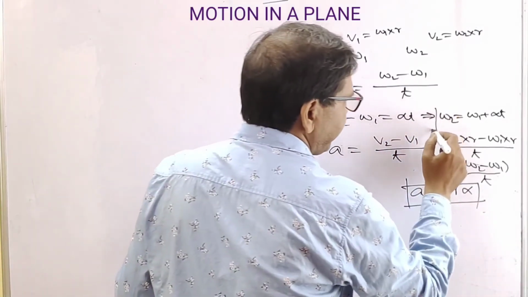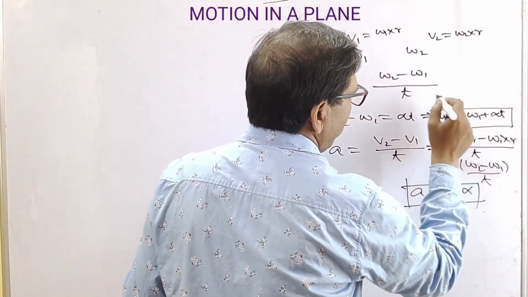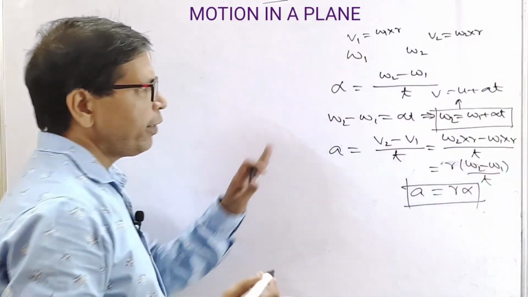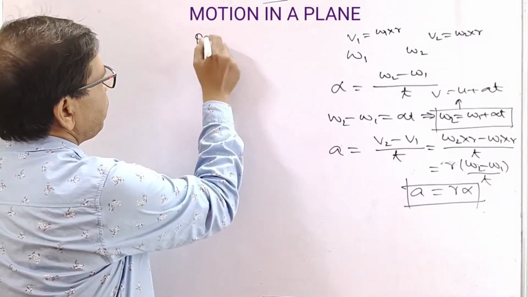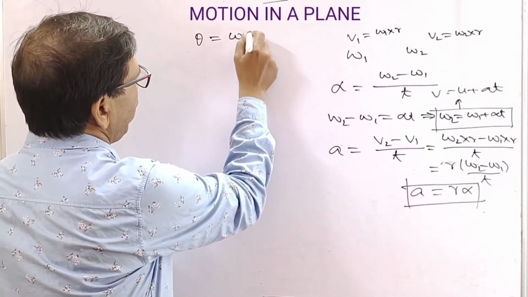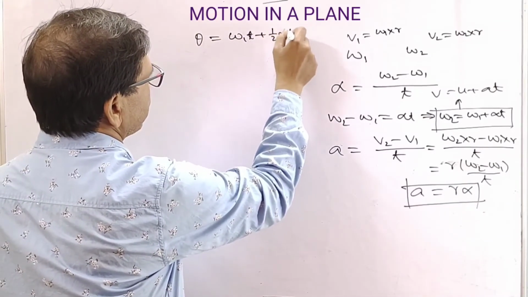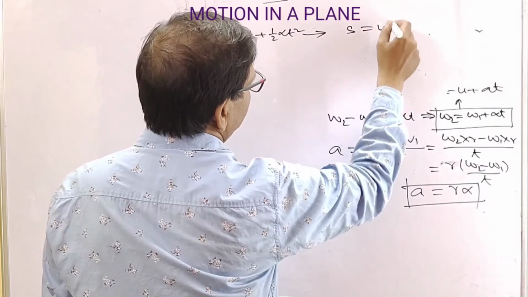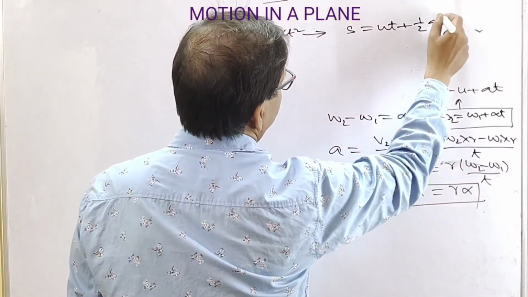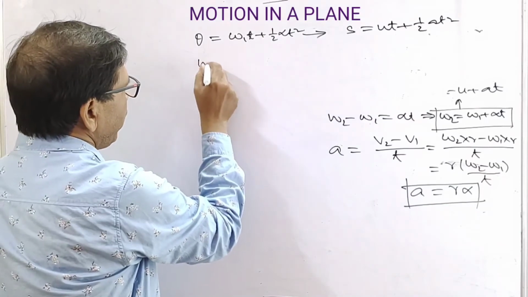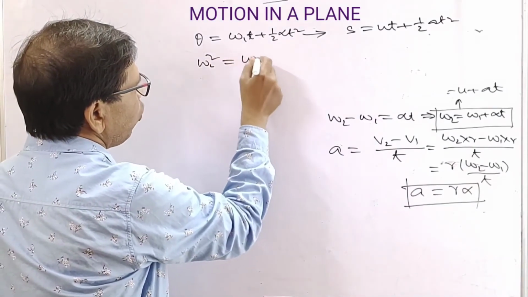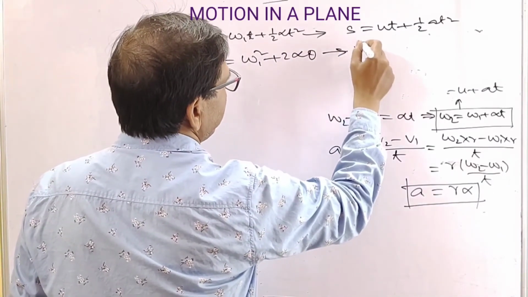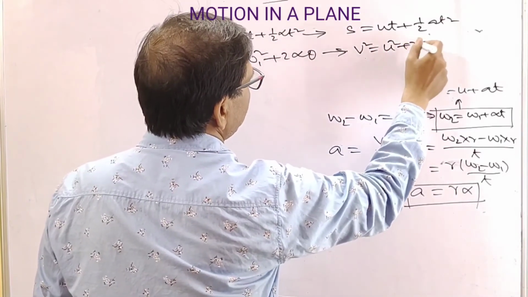Now look at this, this relation is the same as final velocity equals initial velocity plus acceleration into time. In the same way, the angular displacement theta equals omega 1 t plus half alpha t square, just as the relation s equals ut plus half a t square. In the same way, look at this, omega 2 square equals omega 1 square plus 2 alpha theta. This relation is the same as v square equals u square plus 2as.